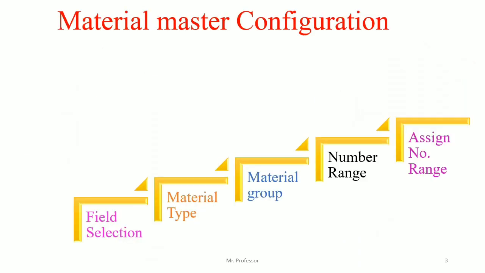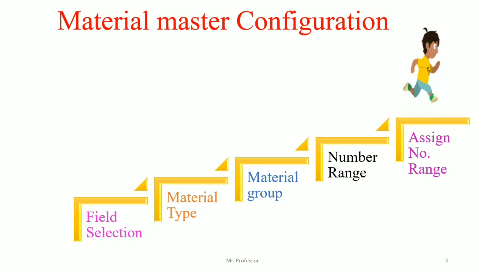Next, purchasing info record, it stores information on material and the vendor supplying that material. Source list specifies the time period of ordering a particular material from a given vendor. Here the master data configuration is shown. That is, field selection, material type, material group, number range, assigning of number range.